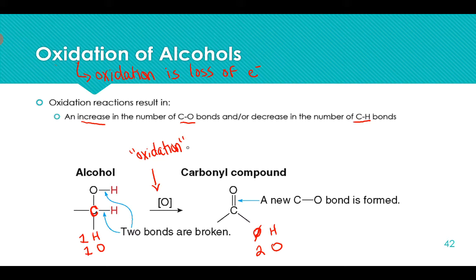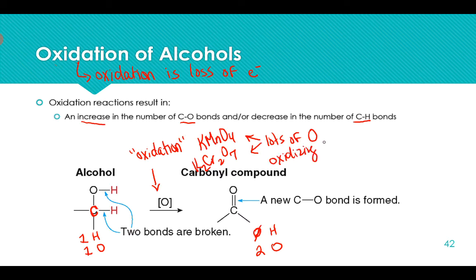There's different substances that can be used for oxidation, such as KMnO4 or chromium dichromate. Both of these have lots of oxygens. And so that's how you can help identify them as oxidizing agents. Oxidizing agent means that it goes out and helps the oxidation of this other molecule. So oxidizing agents oxidize other molecules.